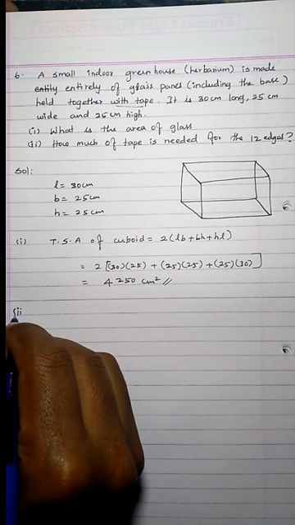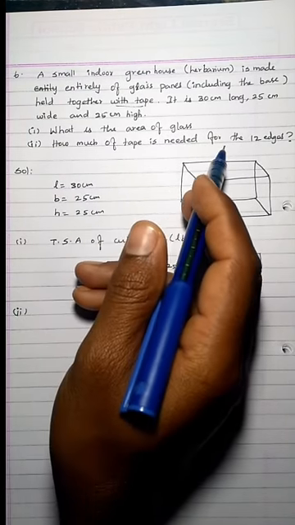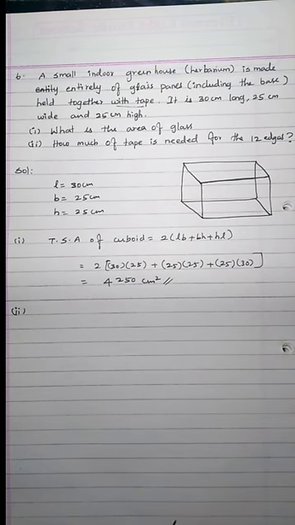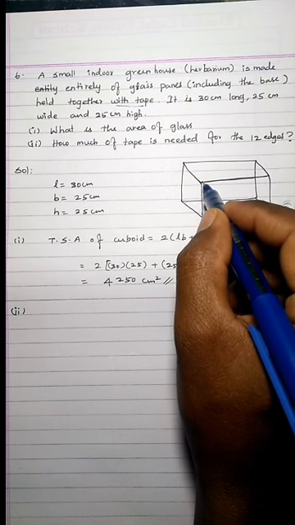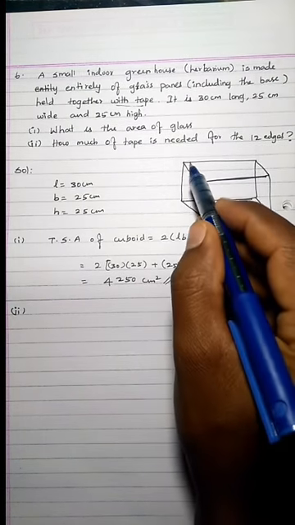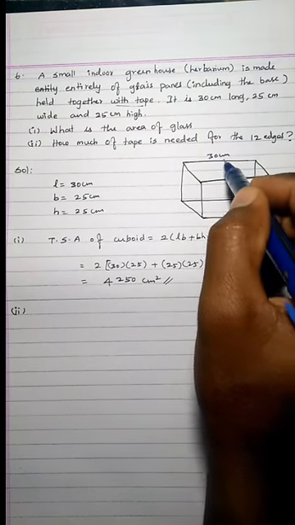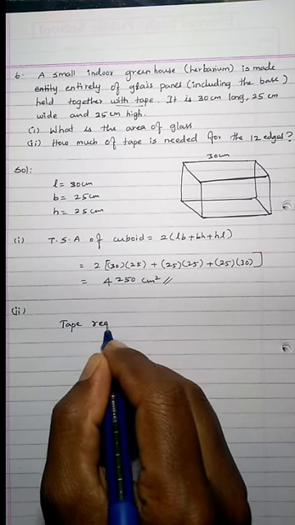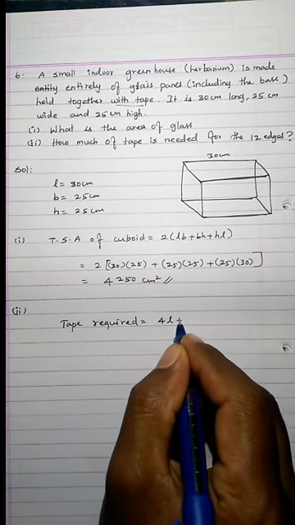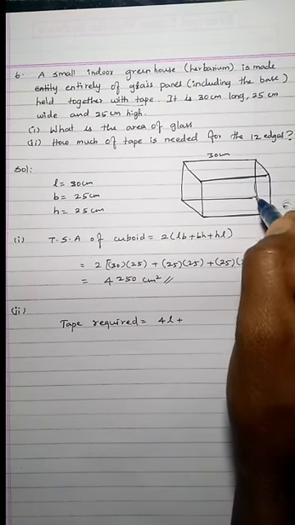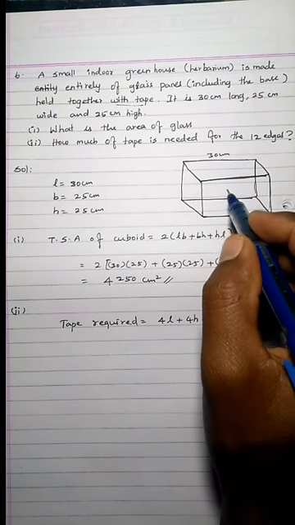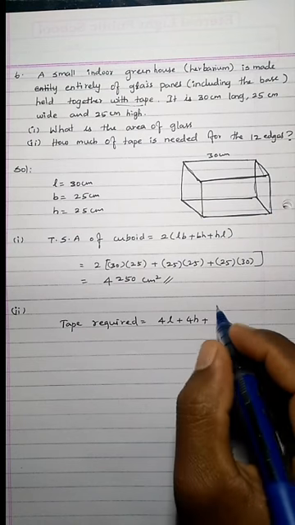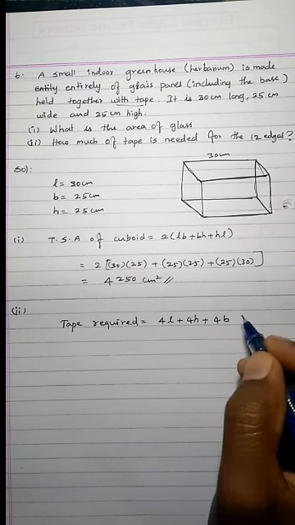Now the second option, what we have to find out here: how much tape is needed for the 12 edges. For these edges they are going to stick the tape. So how much length of the tape is needed? Then you see how many lengths are there: length 1, length 2, length 3, and length 4. So length we know is 30 centimeter. Then 4 lengths are there, so tape required is equal to 4 lengths, plus 4 heights, 1 2 3 4, plus the widths, 1 2 3 4, because they are sticking all the edges, so 4 into breadth, we take 4b.